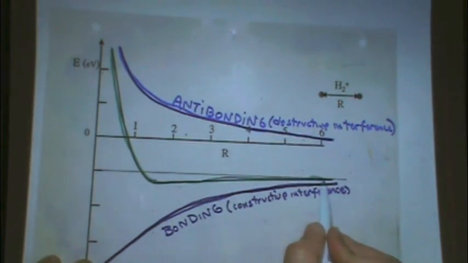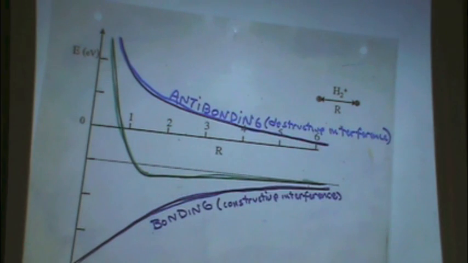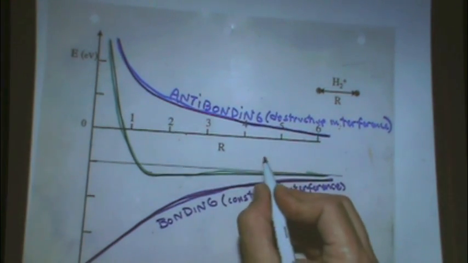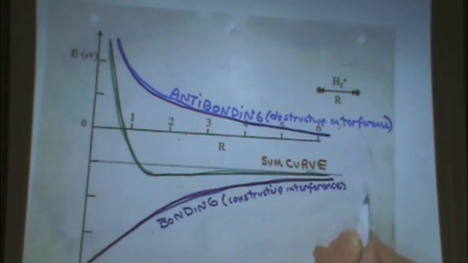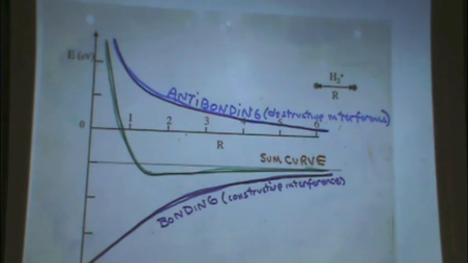Highlighted again in green, but I'll write it brown here. This is called the sum curve. It's literally the sum of the bonding plus the anti-bonding. So we call this the sum curve when you add these two other curves together.